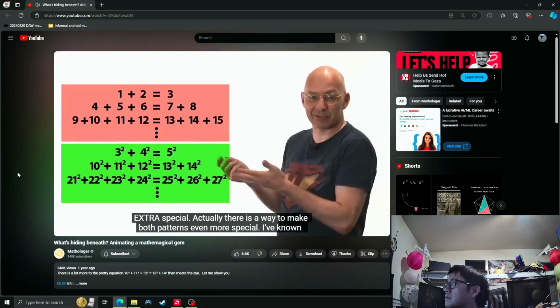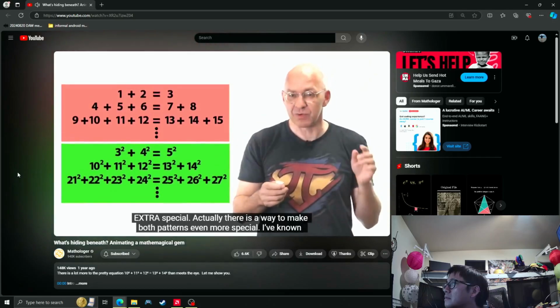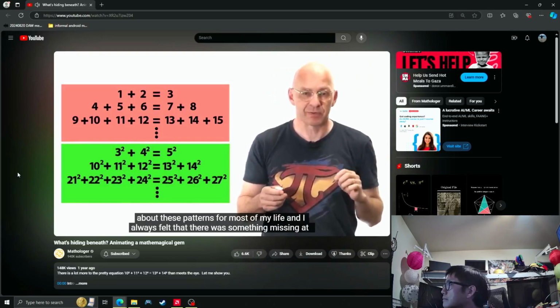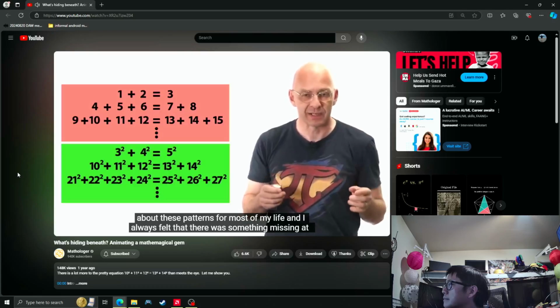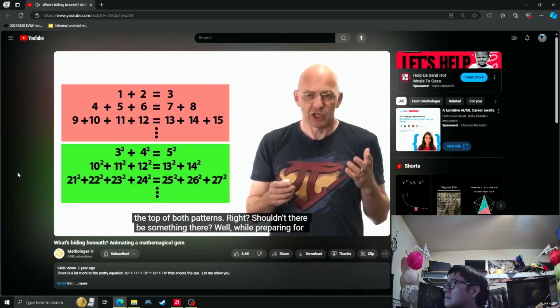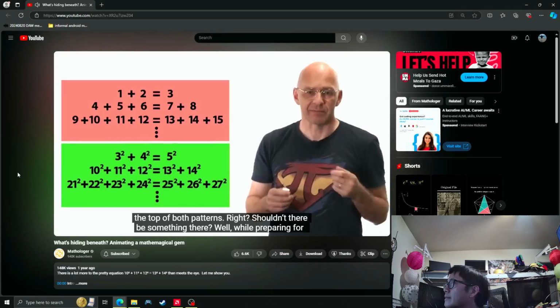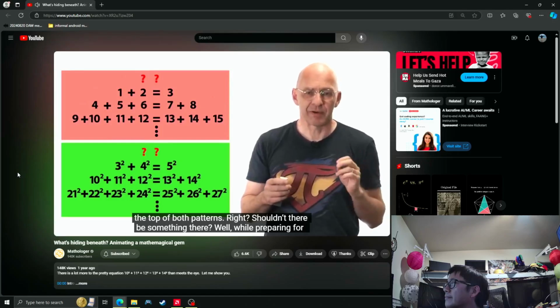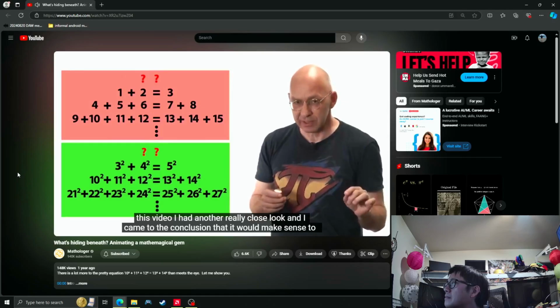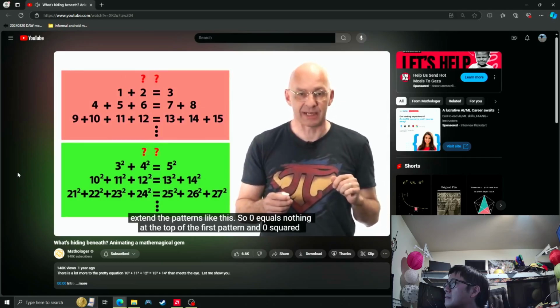Well, on the bright side, not having that mega pattern makes our two patterns extra special. There, extra special. Actually, there's a way to make both patterns even more special. I've known about these patterns for most of my life, and I always felt that there was something missing at the top of both patterns, right? Shouldn't there be something there? Well, while preparing for this video, I had another really close look, and I came to the conclusion that it would make sense to extend the patterns like this.